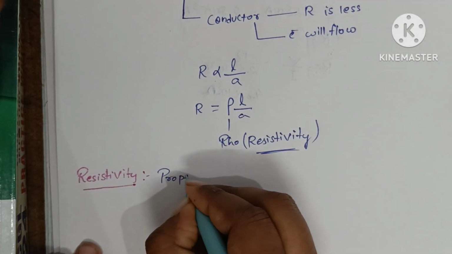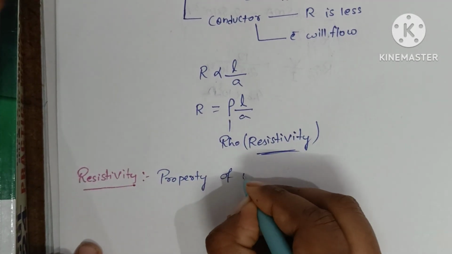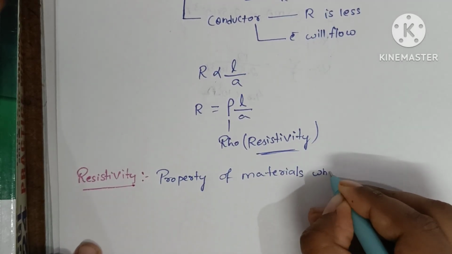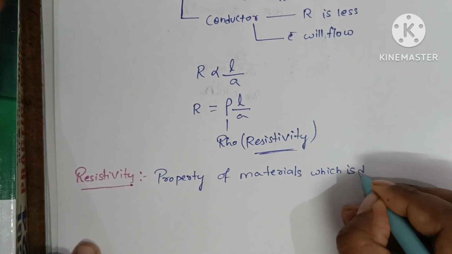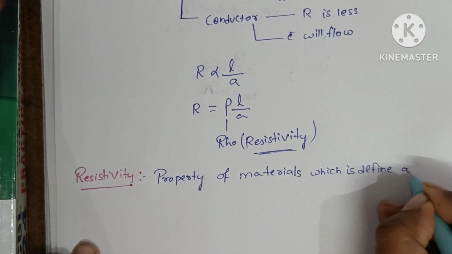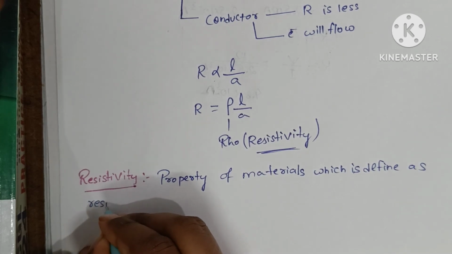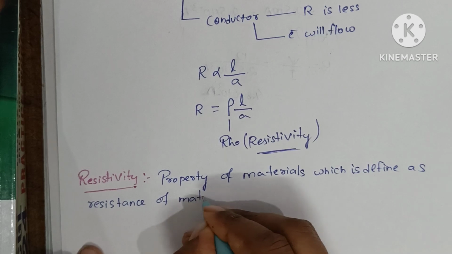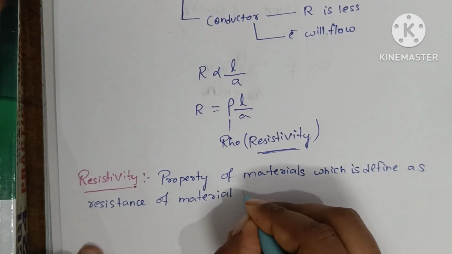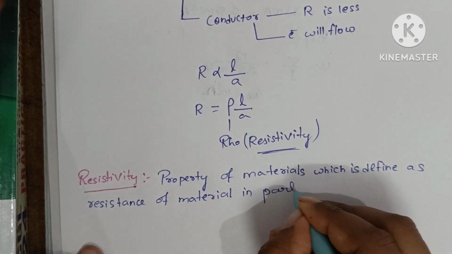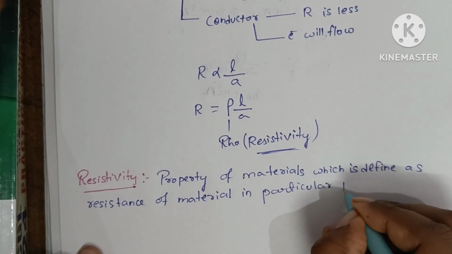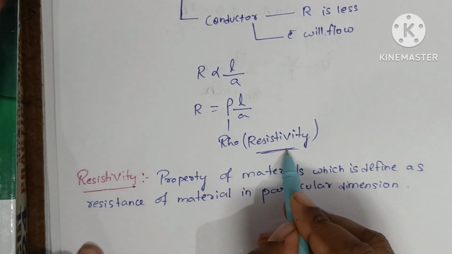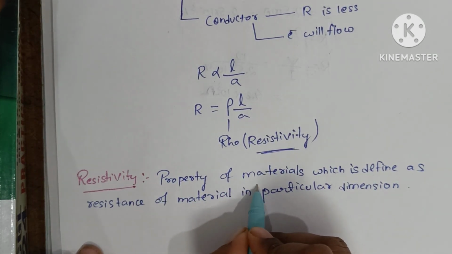Resistivity is the property of a material which is defined as the resistance of a material in a particular dimension. That means the resistivity totally depends on the property of the material.